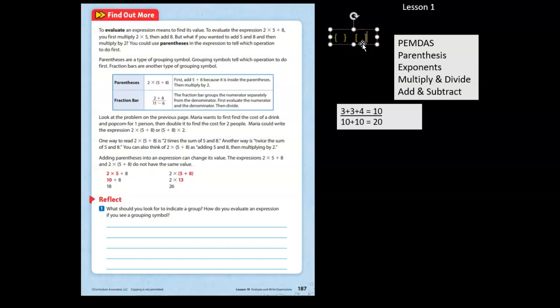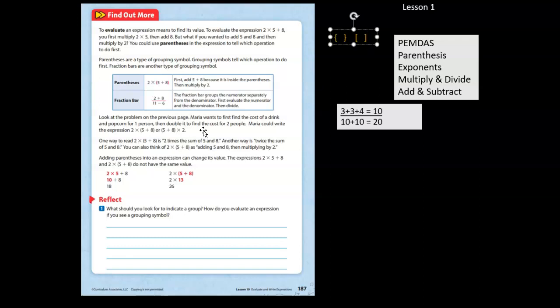So then it gets really complicated, but I believe that's more of a 7th grade standard. So you need to understand that things that are grouped together have to be done first, and that we have 2 kinds of groupings, parentheses and fraction bars. So now we're going to look at the problem on the previous page. Maria wanted to first find the cost of a drink and a popcorn for 1 person, then double it to find the cost for 2 people.